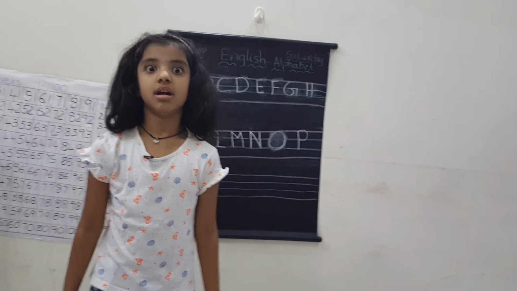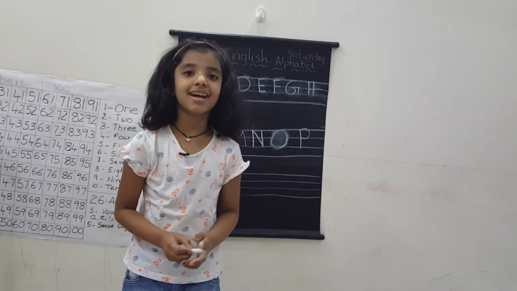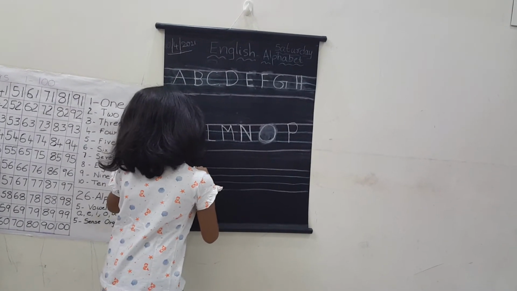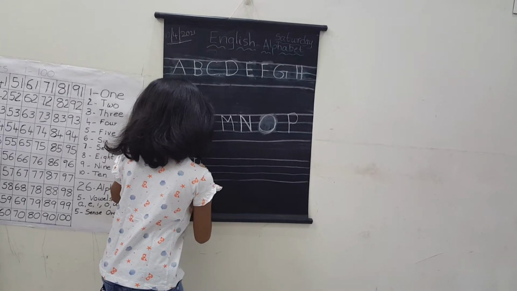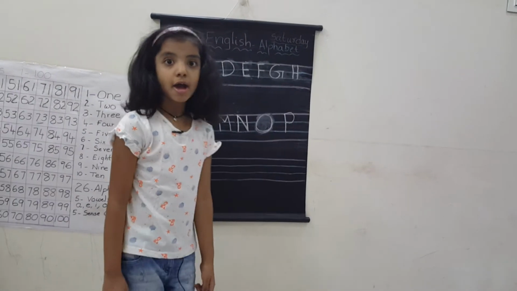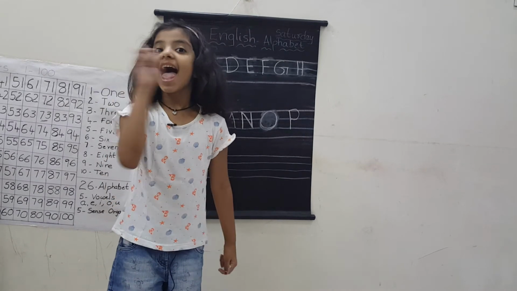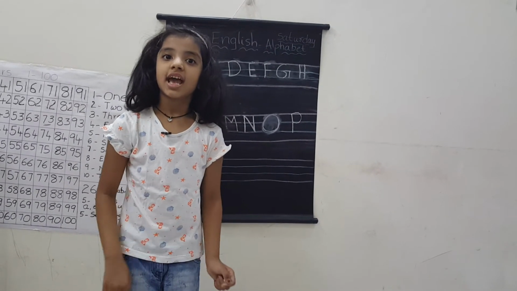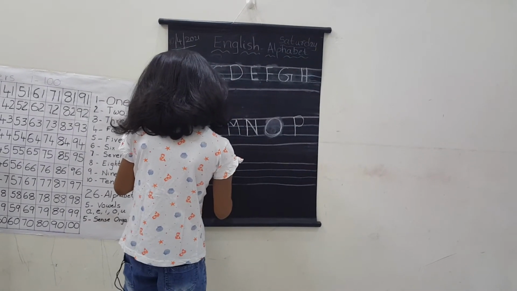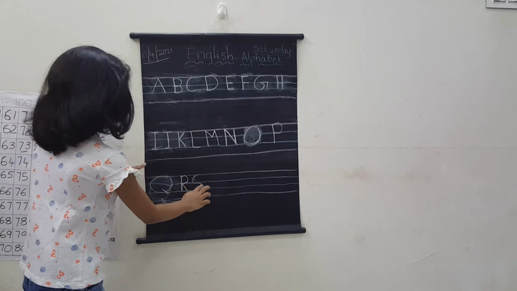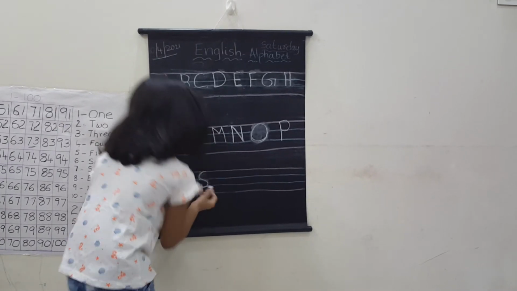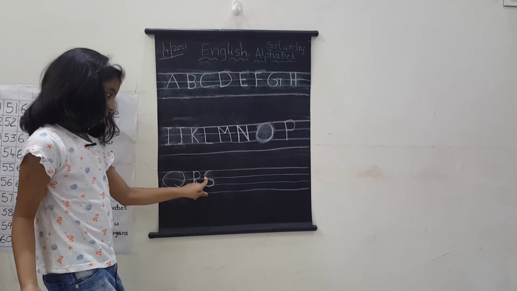Rat. Sorry, rat. R for rat. Now we are going to write S for sun. This is S.